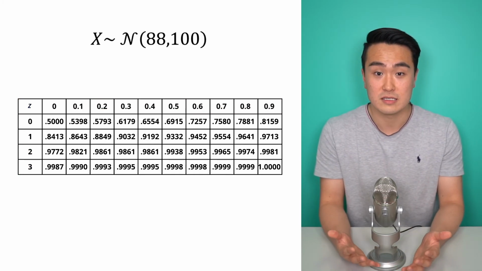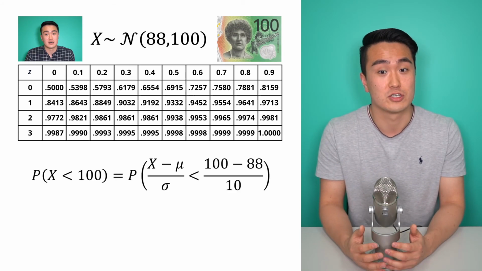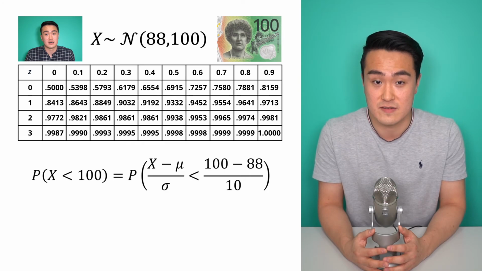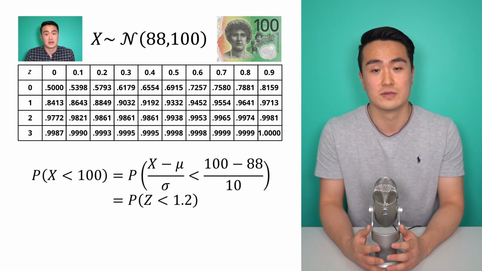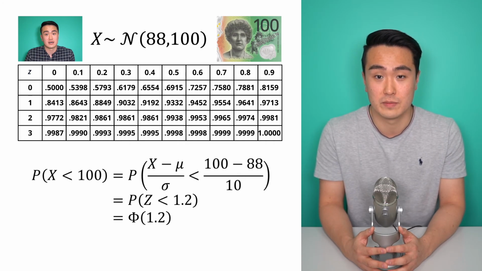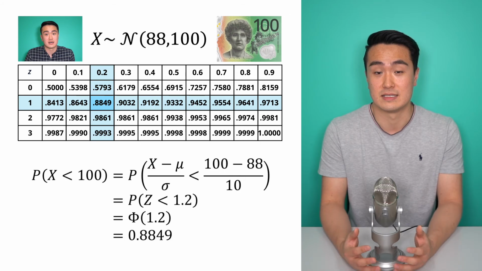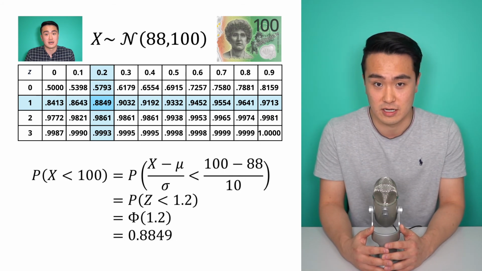So, what is the probability that someone in Australia has less than Al? Again, we just strip off the mean and divide by the standard deviation from the score. This will standardize the score into a z-score. Finally, we extract the probability from the z-table. So we can conclude that Al's income is in the 88th percentile in Australia.